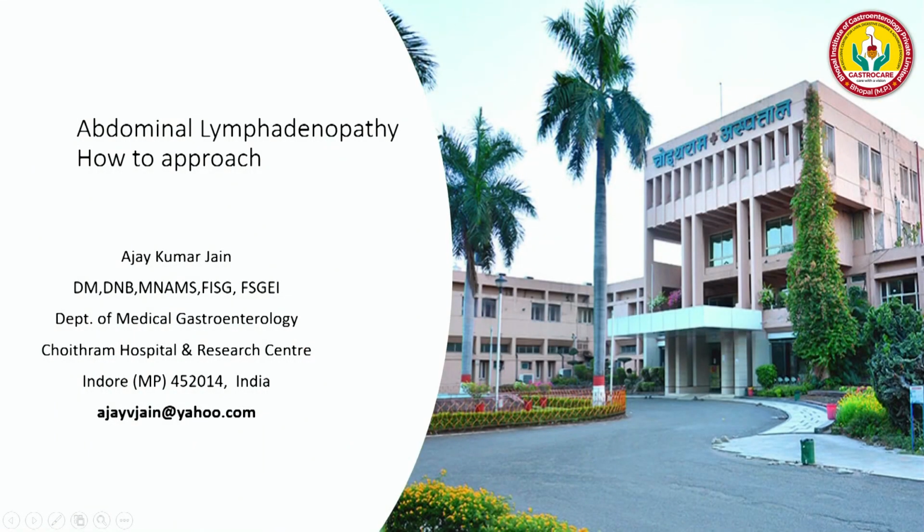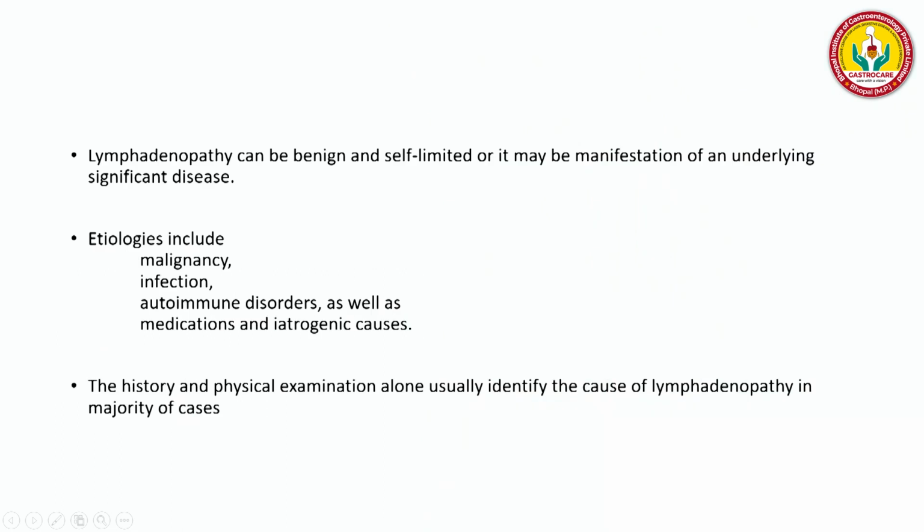So in the next 12 minutes, what I will be discussing is how to approach an abdominal lymphadenopathy. Next slide, please. So you all know, lymphadenopathy is a benign or a malignant enlargement of lymph nodes situated in the abdomen. And the other etiologies, other than malignancies and infection, can be autoimmune disorders, medications, iatrogenic causes. And except abdomen and chest, most of the lymphadenopathy can be diagnosed simply on a history and clinical examination. Next slide, please.